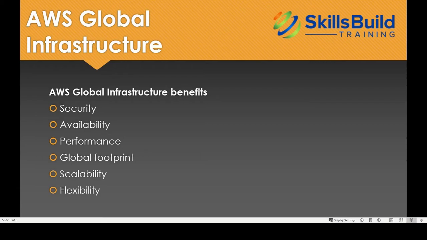Then we have a global footprint. AWS has the largest global infrastructure footprint of any provider, and this footprint is constantly increasing at a significant rate. When deploying your applications and workloads to the cloud, you have the flexibility in selecting a technology infrastructure that is closest to your primary target or users.